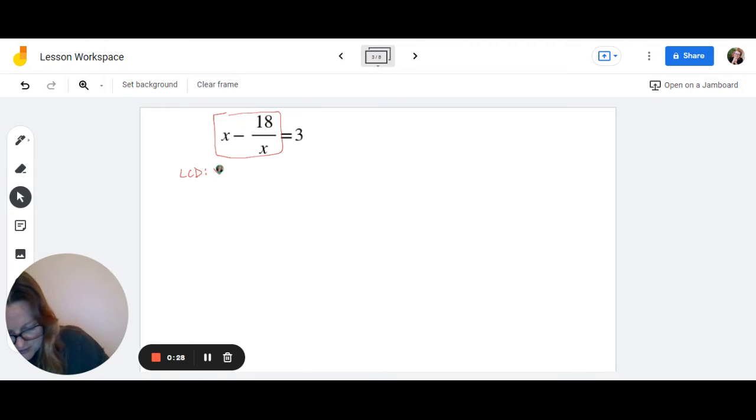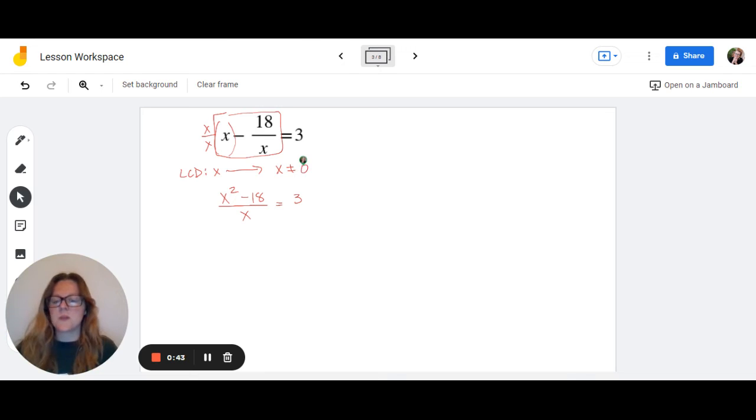Here it is x. So I'm going to multiply this guy by x over x. And so I get x squared minus 18 all over x. And now that's equal to 3. Before I cancel anything out, here's my restriction. X cannot equal 0. At this point, you have two different options. I'm going to show both options in this video.